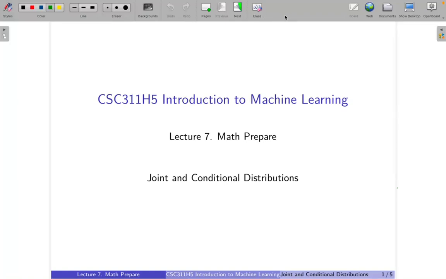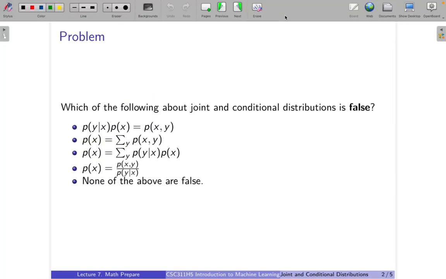Welcome to the Week 7 Math Prepare. So this is a question about joint and conditional probability distributions and their properties. To help you with this question, we'll review the definitions of a probability distribution function, joint distribution, and conditional distribution.